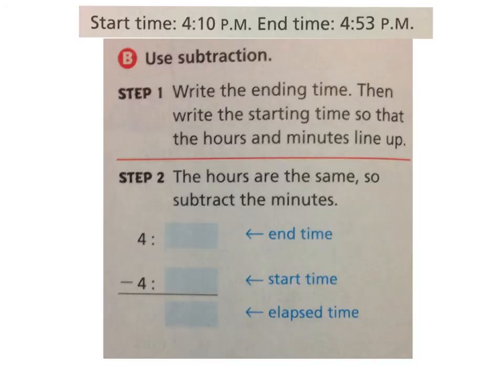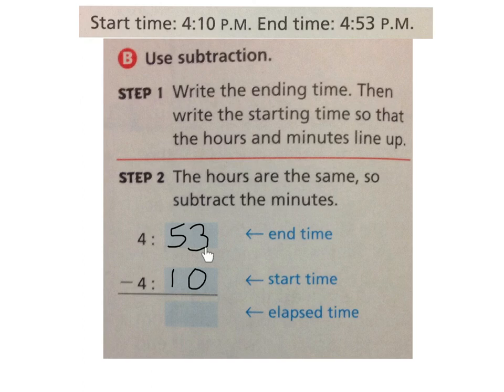There is one more way we can solve elapsed time. This time we will use subtraction. Our start time is still 4:10 p.m. and the end time is 4:53 p.m. Step 1 says write the ending time. My ending time is 4:53. Then write the starting time so that the hours and minutes line up. My start time is 4:10.